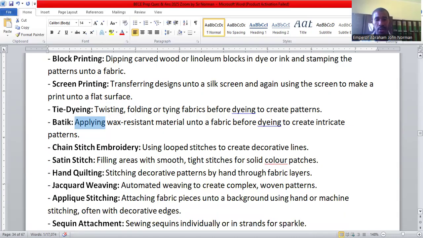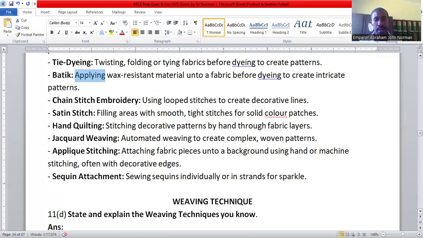They have chain stitch embroidery, that is using looped stitches to create decorative lines on a fabric. We also have satin stitch, which is filling areas with smooth, tight stitches for solid color patches. We also have hand quilting, which is stitching decorative patterns by hand through fabric layers. Then we also have jacquard weaving, which is an automated weaving done by creating complex woven patterns. Then we also have applique stitching, which is attaching fabric pieces onto a background using hand or machine stitching, often done with decorative edges. Then we have sequin attachment, which is sewing sequins individually or in strands for sparkling.